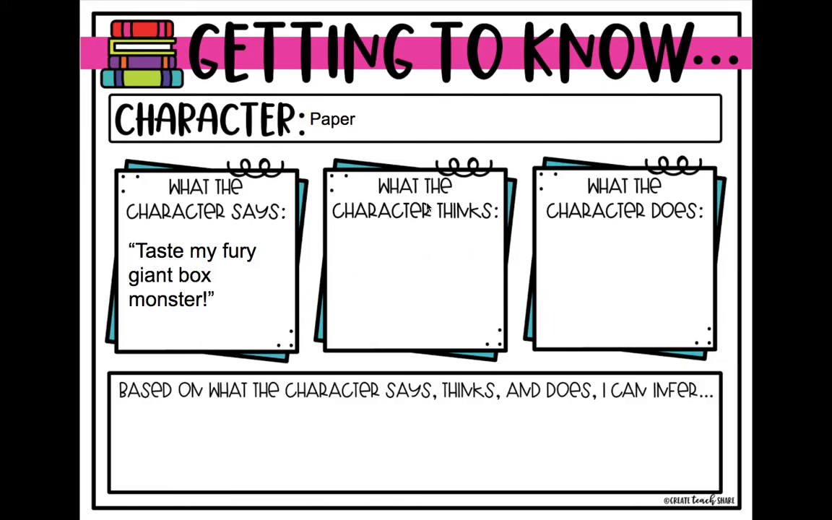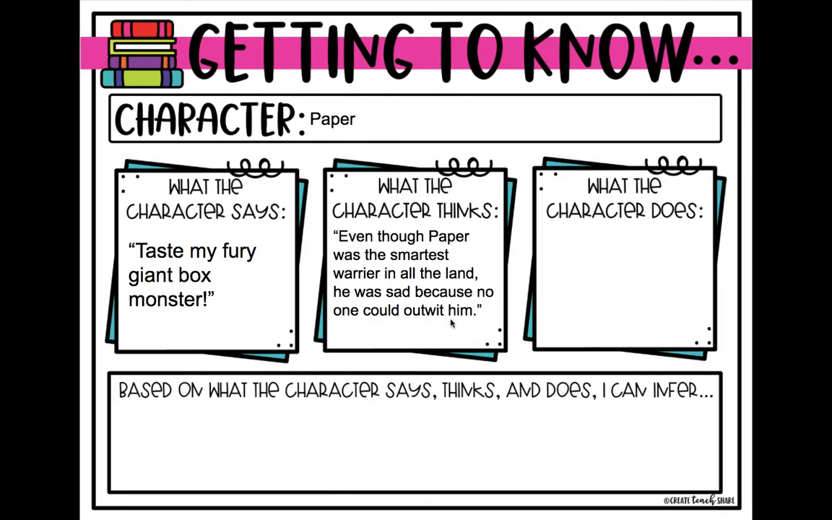Then I had to ask myself, what was Paper thinking? I pulled a line out of the book that helped us see what was going on in Paper's mind. It says, "Even though Paper was the smartest warrior in all the land, he was sad because no one could outwit him." So he's thinking to himself, I'm pretty smart and I'm a pretty great warrior, but no one can beat me. That's what he's thinking.